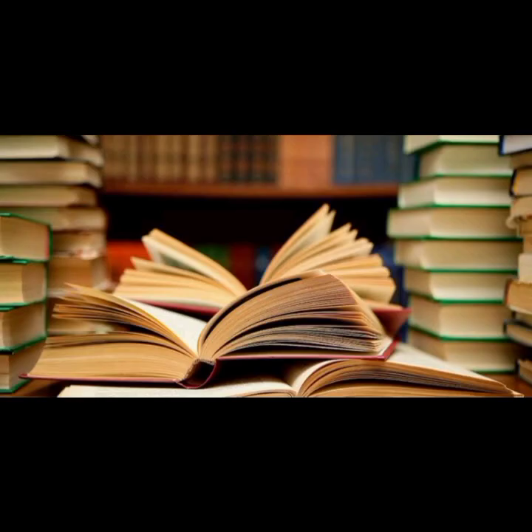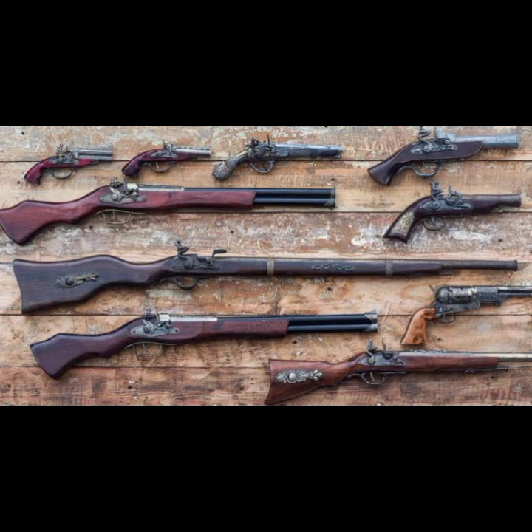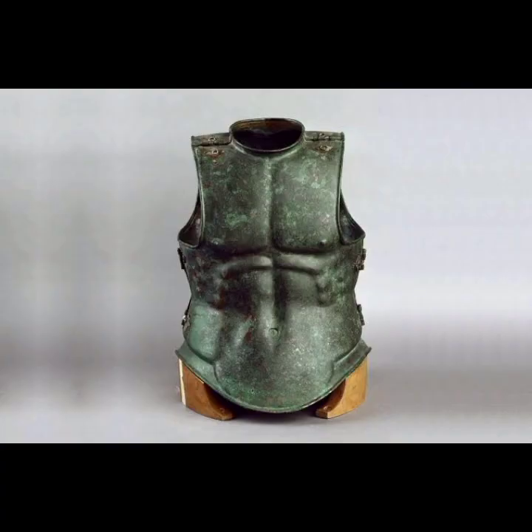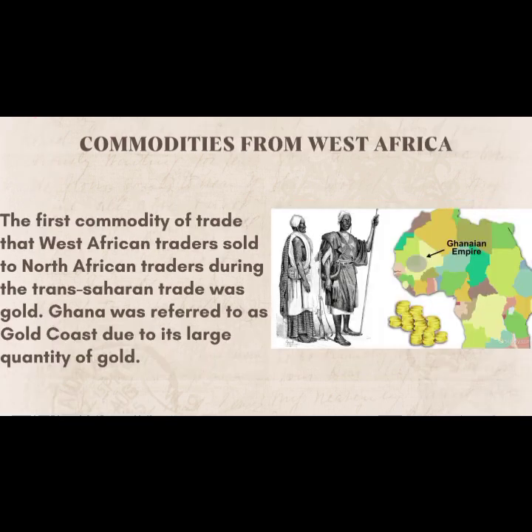And you might be wondering why the firearms and armor. It's very important for us to understand that at that point in time there was need for security of some sort, so firearms came in handy for that, as well as armor to protect yourself from being hit by your enemy. Now we move on to commodities from West Africa.